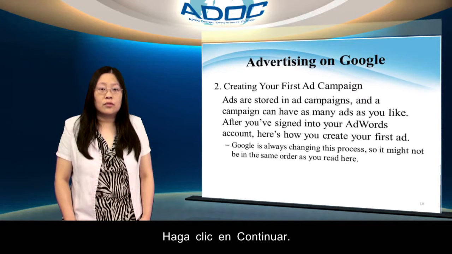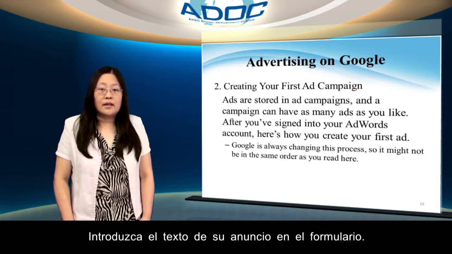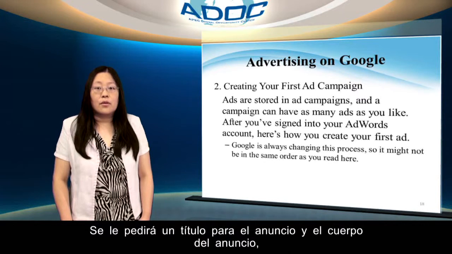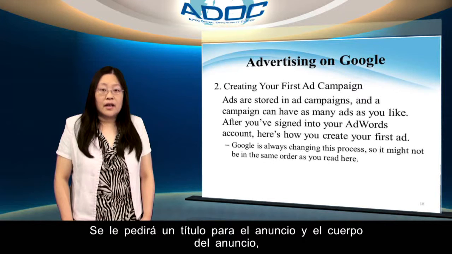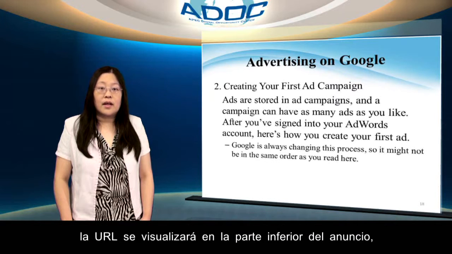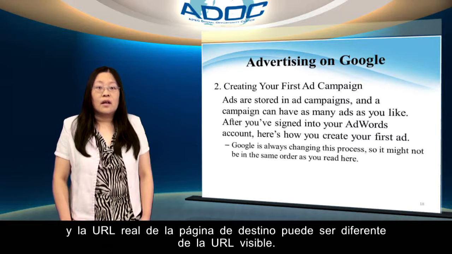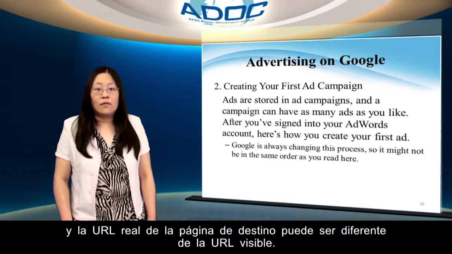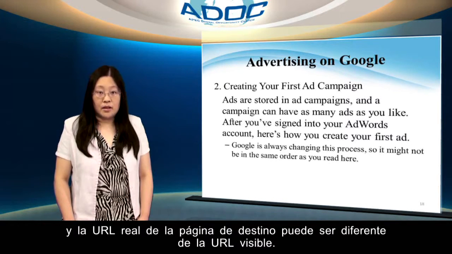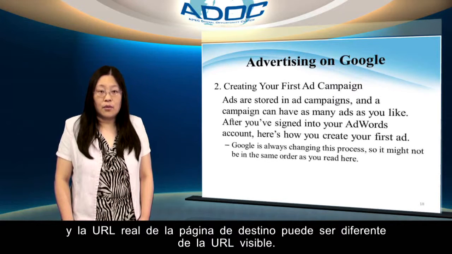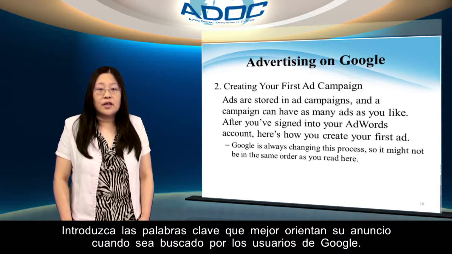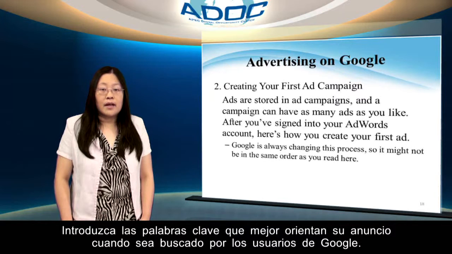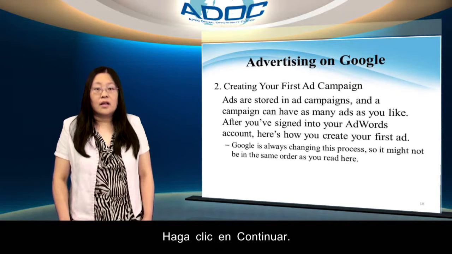Click Continue. Enter your ad's text in the form. You will be asked for a headline for the ad, the body of the ad, the URL to display at the bottom of the ad, and the actual URL of the landing page, which can be different from the display URL. Click Continue. Enter keywords that will best target your ad when searched by Google users. Click Continue.